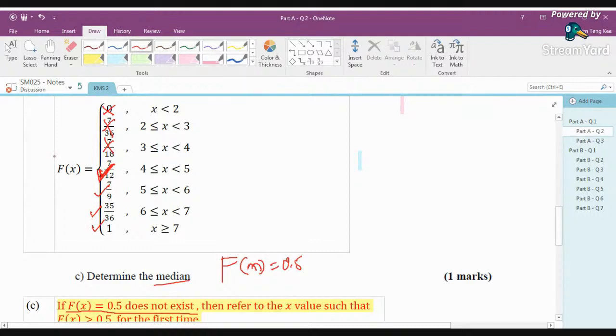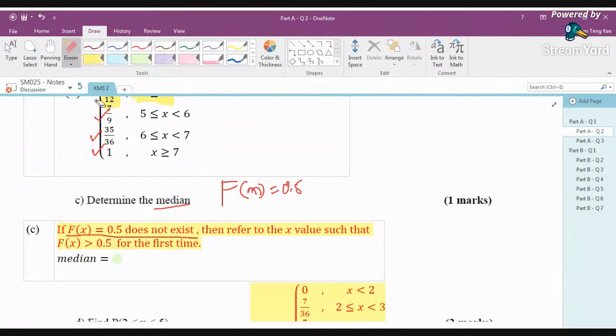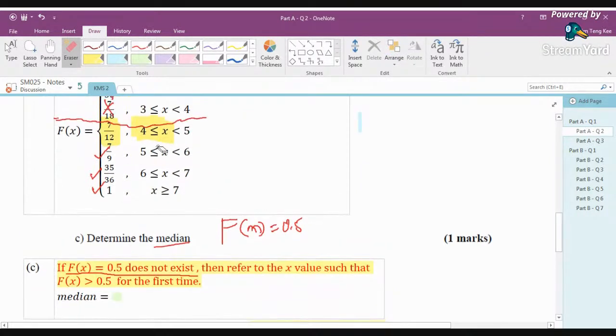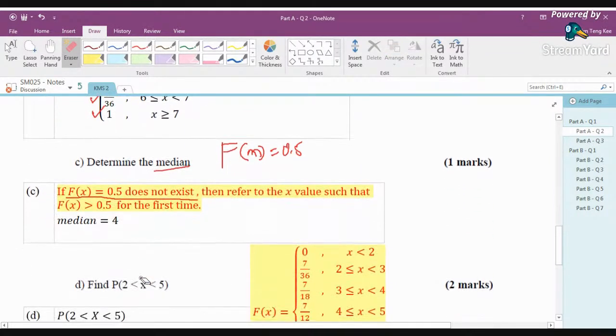You notice that we start to have capital F greater than 0.5 at this point here, where the very first time we have greater than 0.5 is the value of 7 over 12. And for 7 over 12, the corresponding x value we have is 4. So all this just happens by inspection, just by looking. Then we come up with the answer. So x equals 4 as our result. As simple as that. No calculation, just looking.